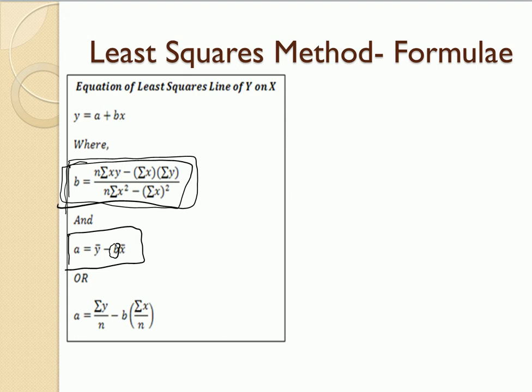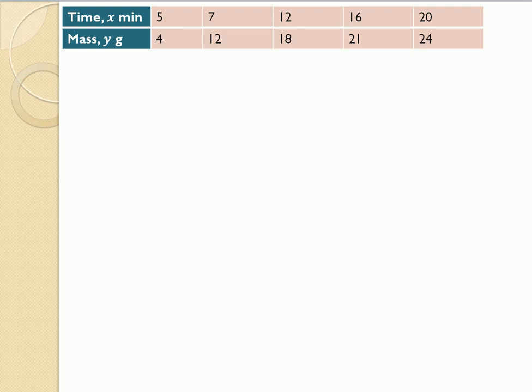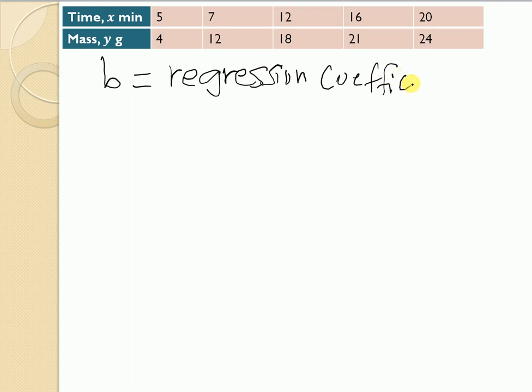Let's work an example. This table is the same as the one that we've seen previously, where we have the mass of a chemical being related to time. We'll first calculate the value of B, which is the regression coefficient. And there is a systematic way of doing this. We set up a table as follows.